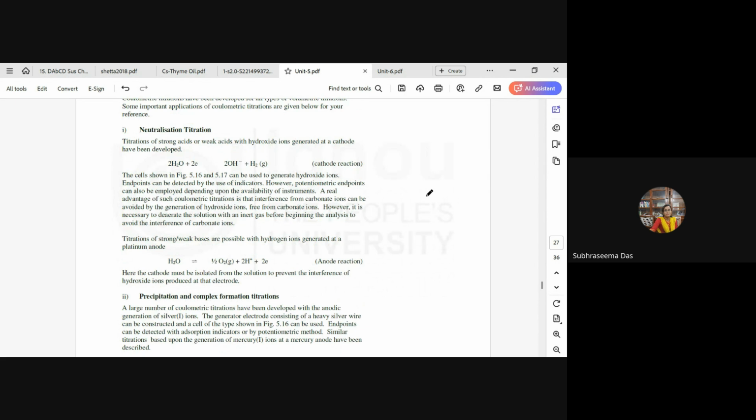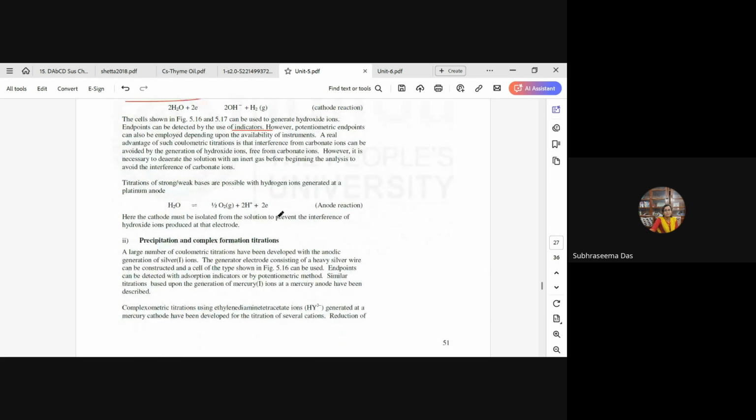Here the titration of strong acid or weak acid with hydroxide ion generated at the cathode has been developed. For this reaction, the endpoints can be detected by the use of an indicator. However, potentiometric endpoints can also be employed, depending upon the availability of the instruments. It is necessary to first de-aerate the solution before the analysis. Here the cathode must be isolated to prevent the interference of the hydroxide ions with the electrode.